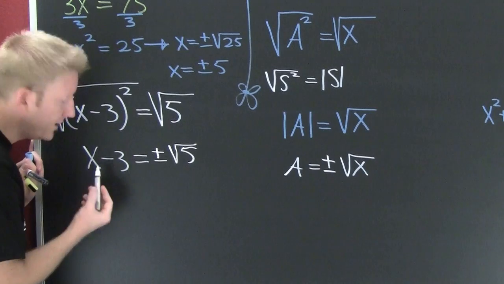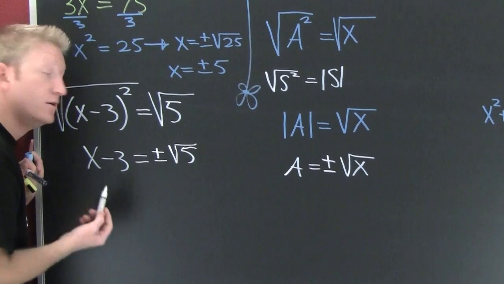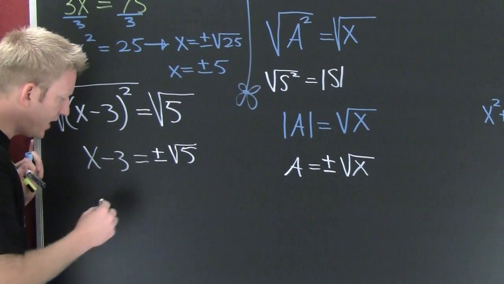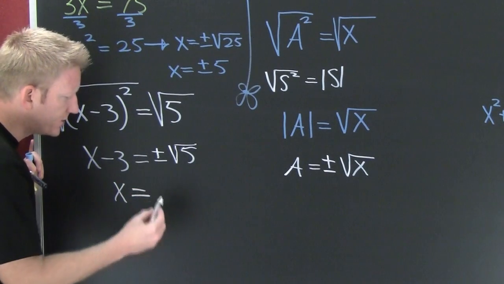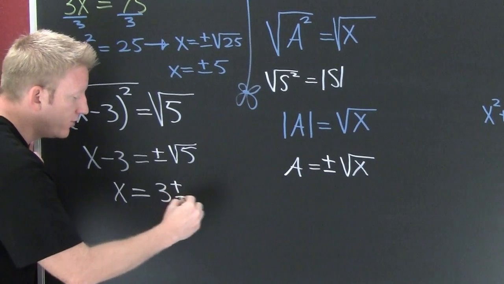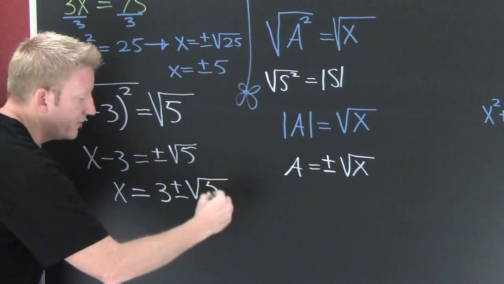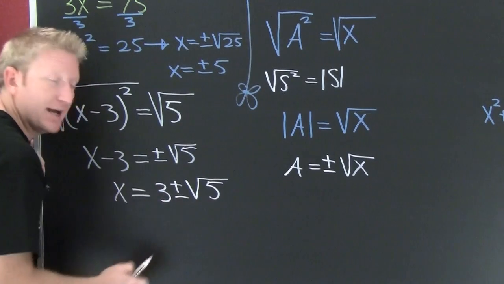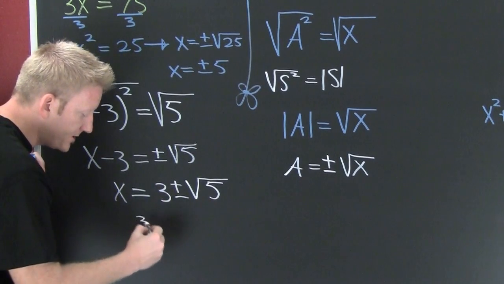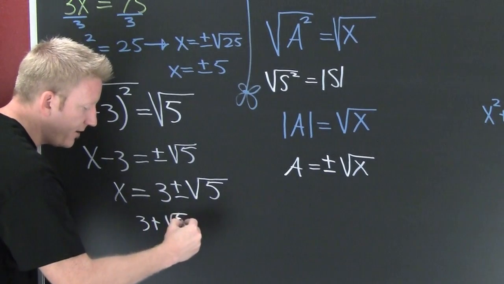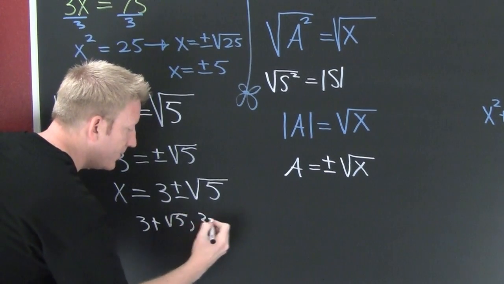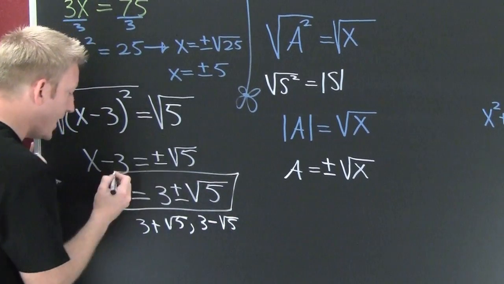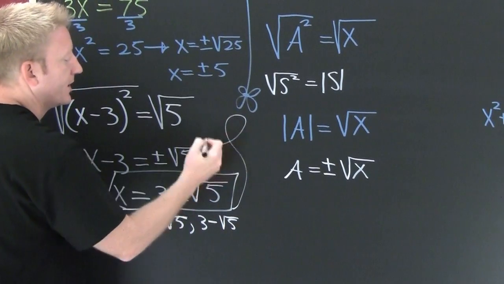Now I need to still solve for x. Extra level of difficulty. So I'm going to add 3 to both sides, and x is going to be equal to 3 plus or minus the square root of 5. I'm going to leave it in this nice tight package. I could break it up into its two cases, 3 plus root 5 and 3 minus root 5, but I prefer this.